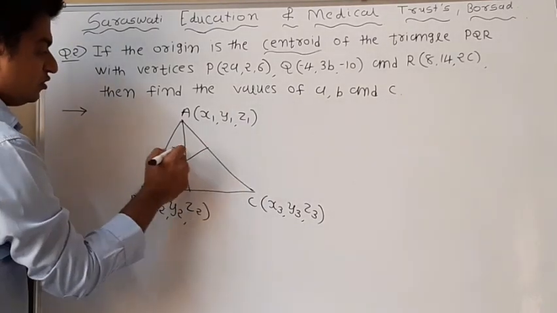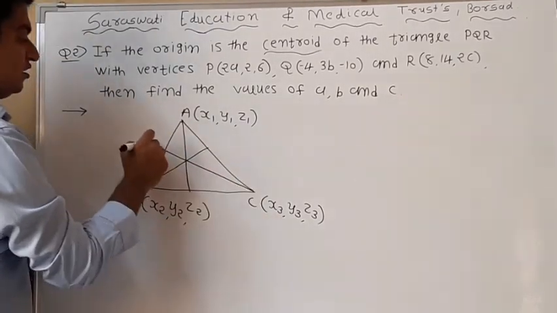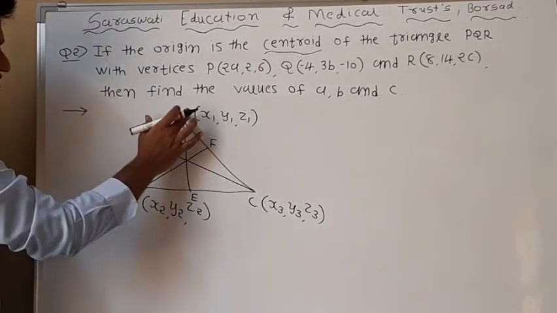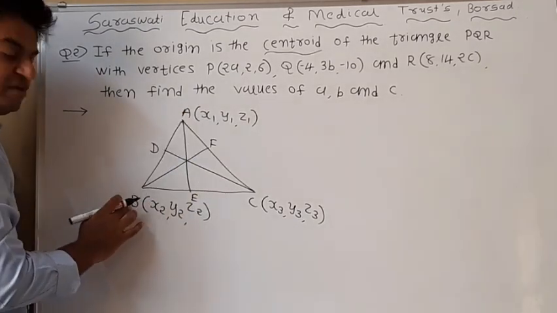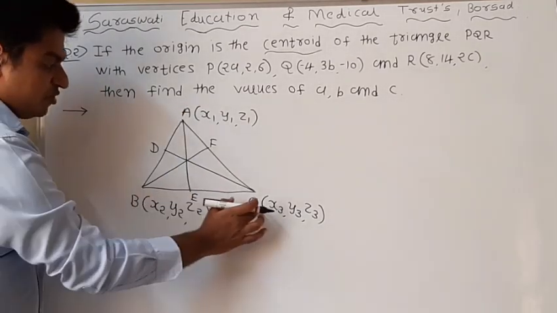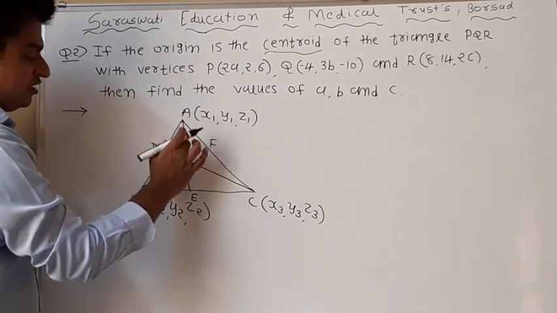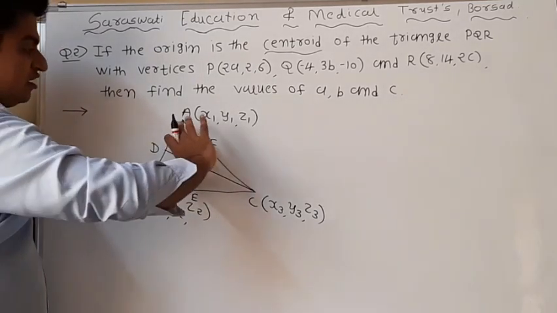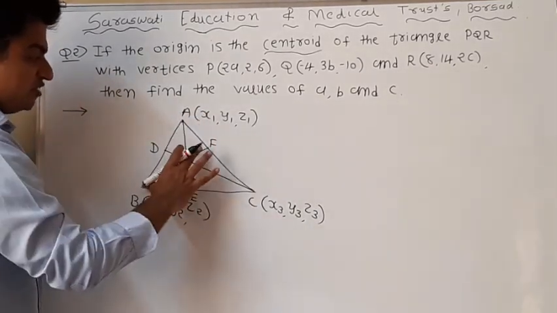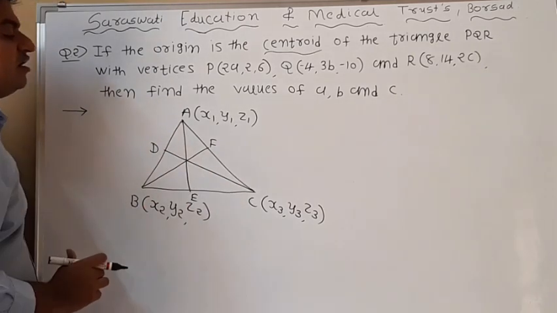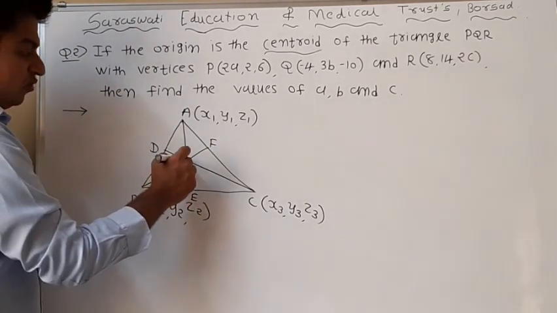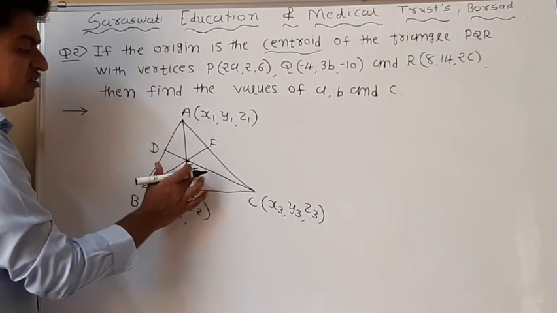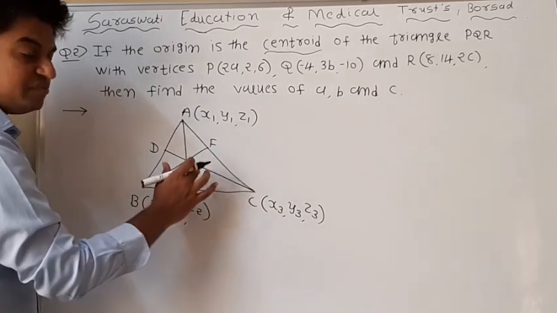Here D, E and F: D is the midpoint of AB, E is the midpoint of BC, and F is the midpoint of AC. Now AE is a median, BF is also a median and DC is also a median. All these three medians intersect at a center, which is called the centroid of triangle ABC.